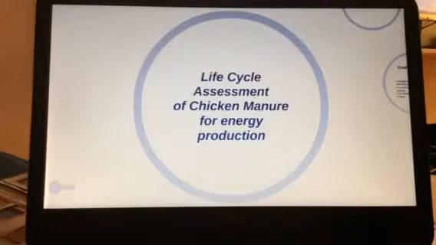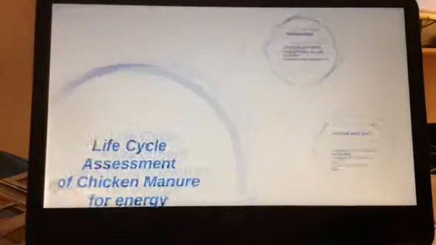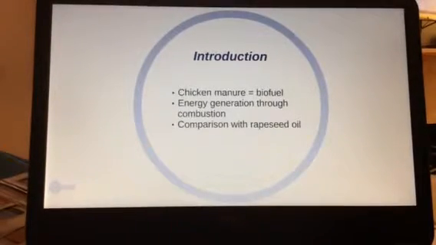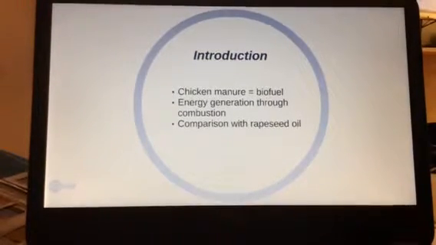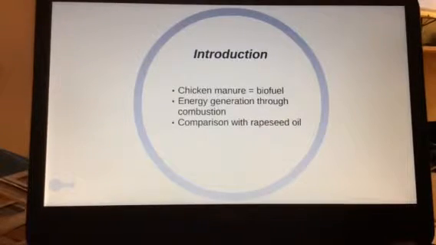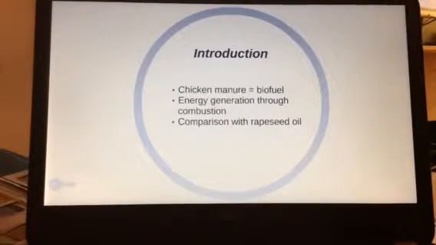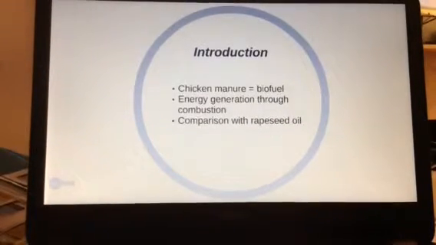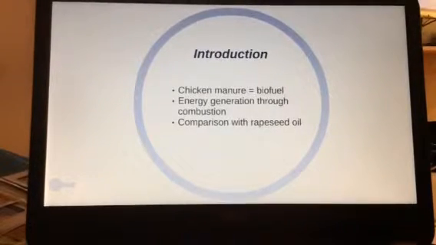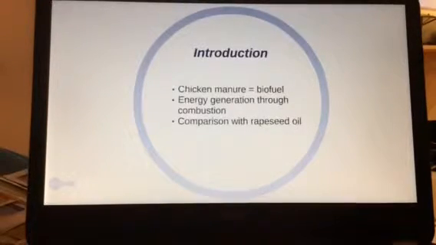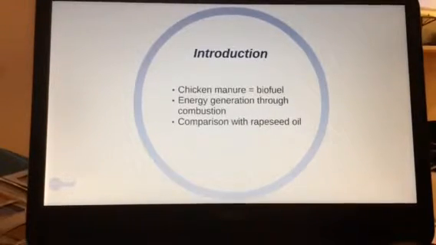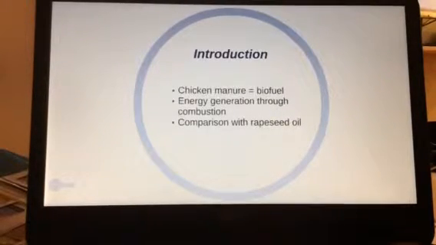Life cycle assessment of chicken manure for energy production. This presentation will discuss the effects of generation of electricity from two biofuels, coal-fired rapeseed oil and the combustion of chicken manure. The comparison between these two biofuels will be analyzed through life cycle assessment and its technical framework, which includes goal and scope definition, inventory analysis, impact assessment and interpretation.